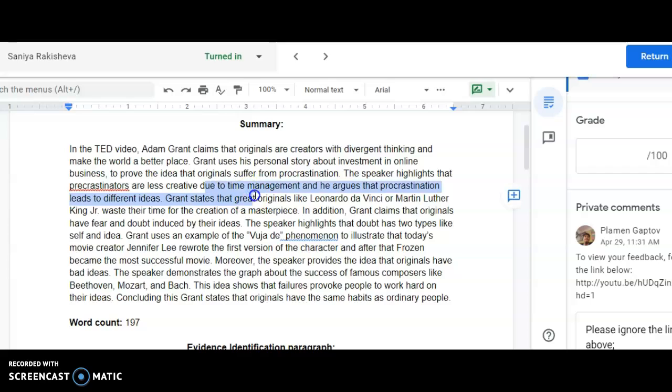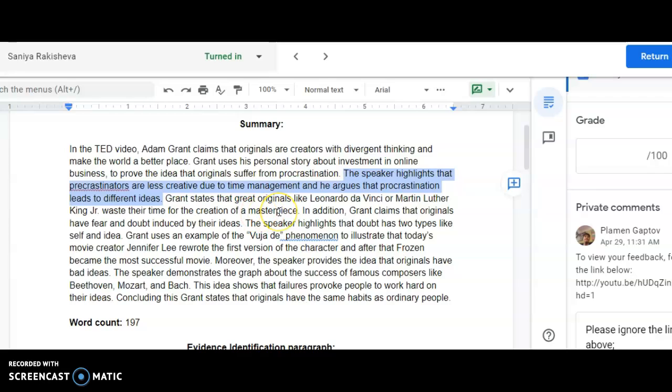And then you're saying due to time management. And he argues that procrastination leads to different ideas. So what does that mean? Are they creative or are they not? And what does different ideas mean here? So you have to be very clear. This is quite confusing, this sentence here.